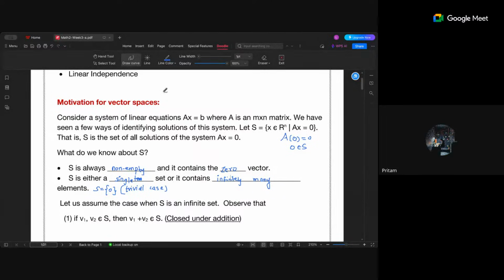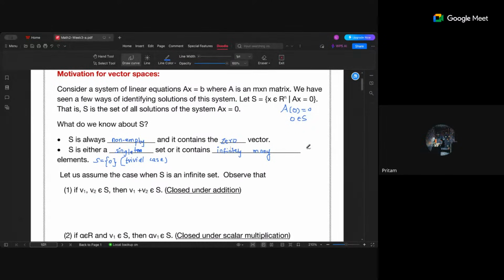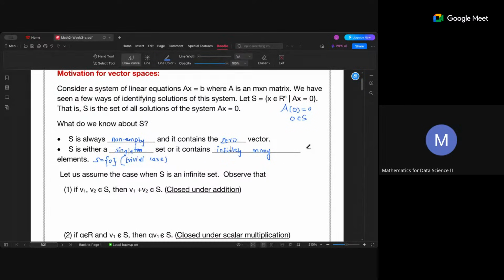Would you mind explaining vector space once again because I got disconnected? 0 belongs to S because the right hand side is 0. I have not yet started what are vector spaces. We have not yet used the term. We are just in the motivation part, where we are just trying to understand the set S here.